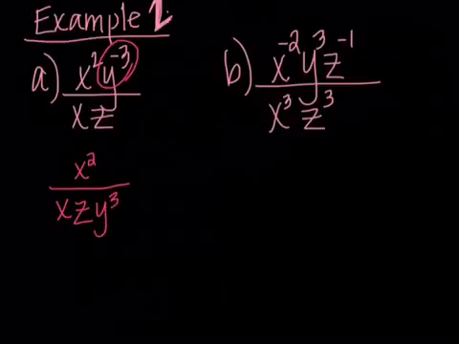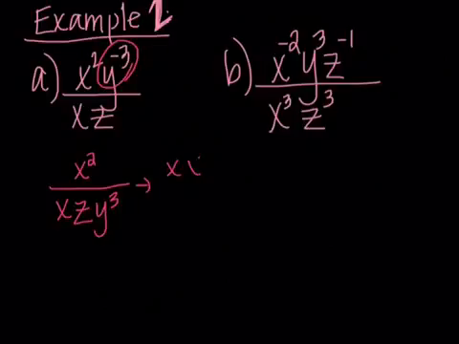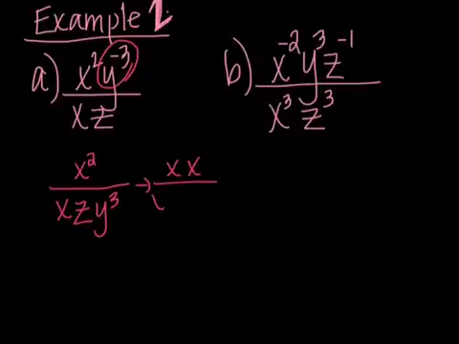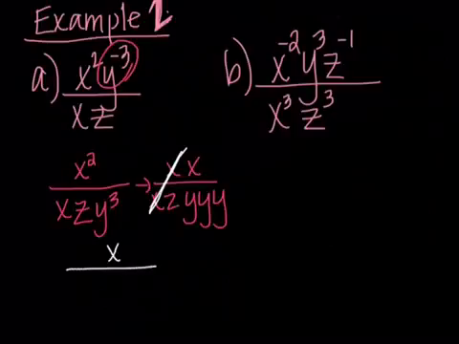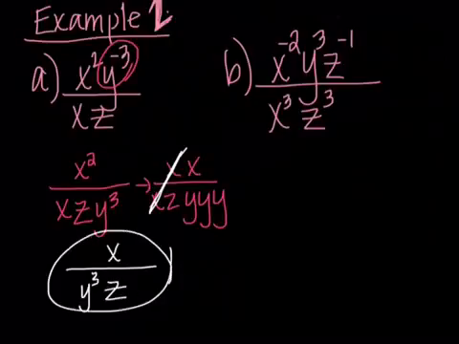Now I see that I have x's above and below, so I can expand it out. This would be x times x over xz, y. I'll cross out my one pair of x's, which leaves an x on top, and y to the third power times z down below. This would be my simplified answer. Pause the video and try the next example on your own. When you're ready, unpause and follow along.